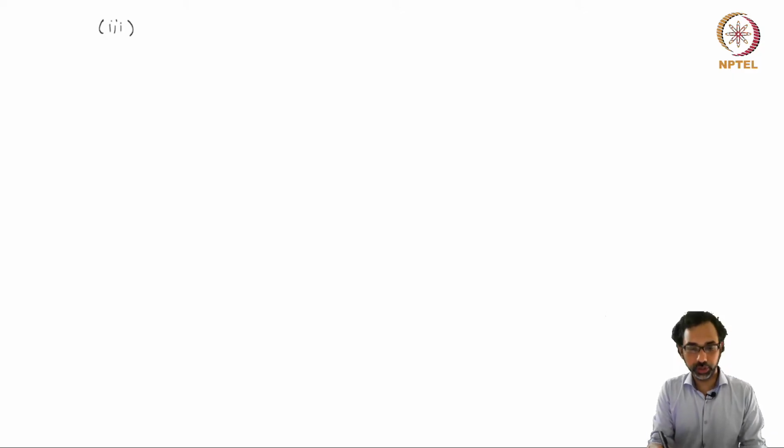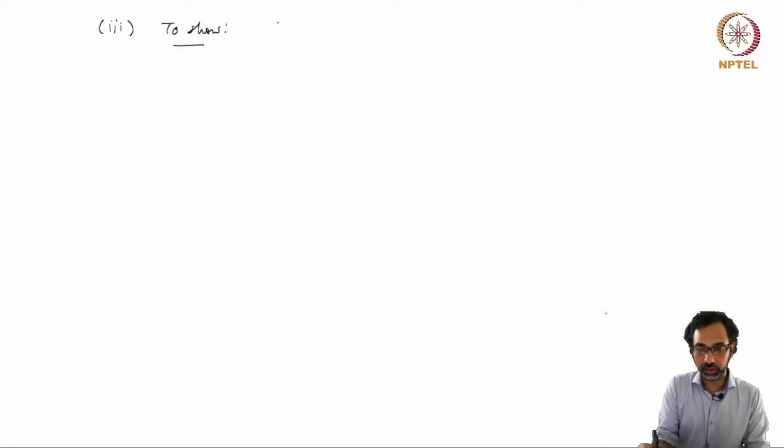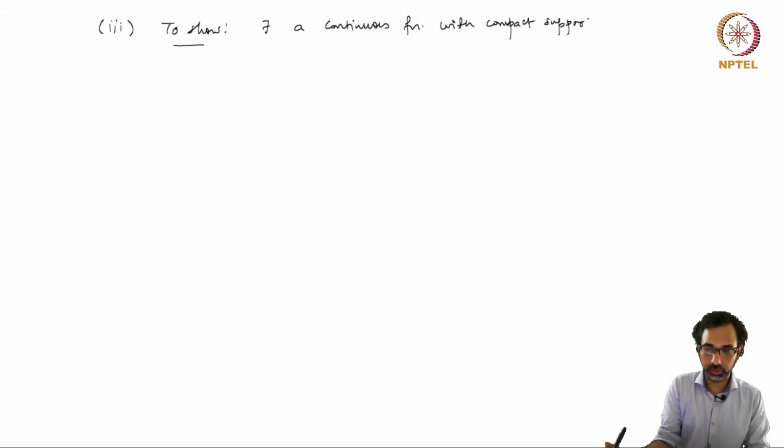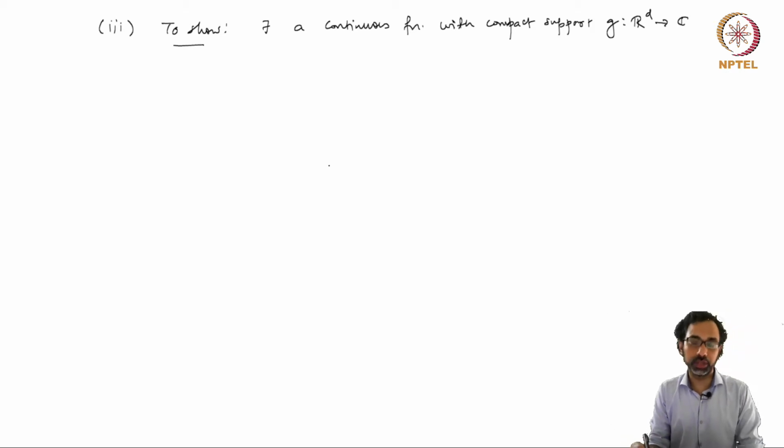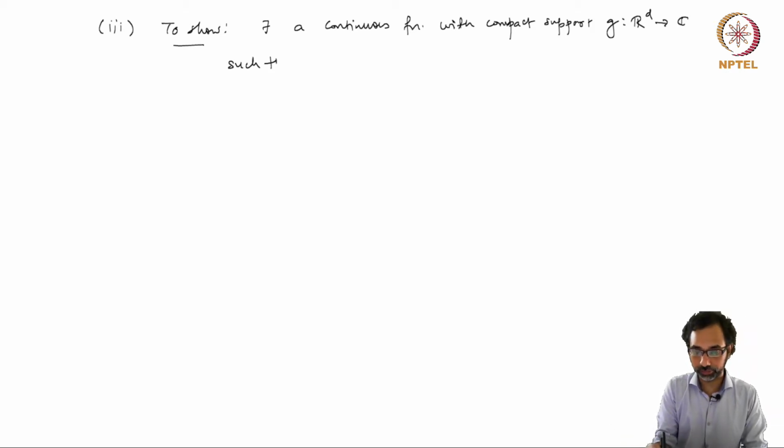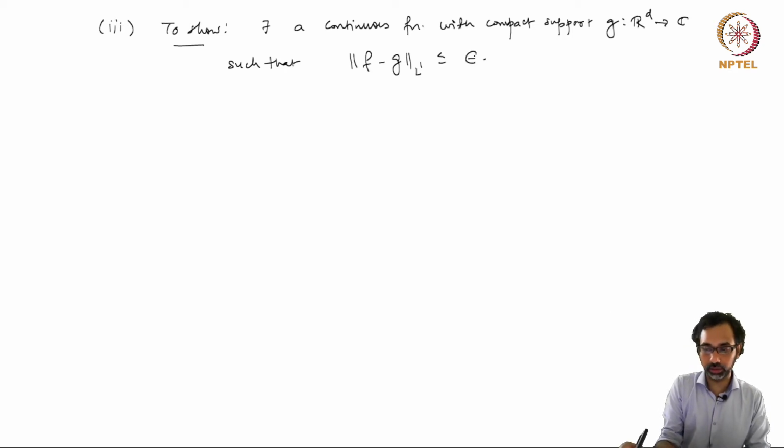Now for the proof of the third part, in which we have to show that there exists a continuous function with compact support g, complex valued, such that the norm of f minus g is less than or equal to epsilon. So here we will use the second part.